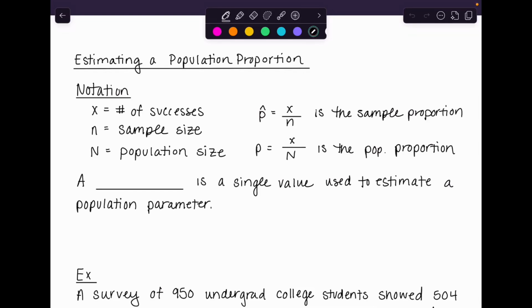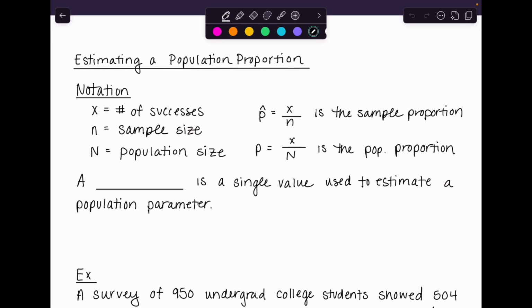So we've talked a bit about different estimators that we can use for these different populations. We talked about finding a sample mean, finding the sample proportion, and things of that nature. What we're going to do is dive a little bit deeper into each of those, but we're going to start with estimating a population proportion.